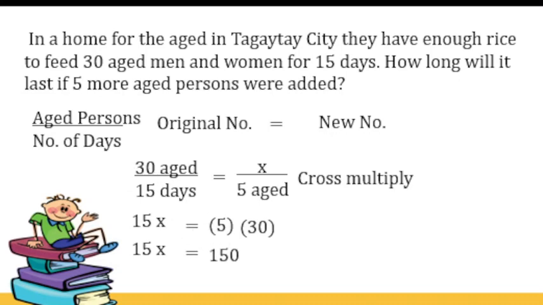And then divide. So 150 divided by 15. So x will become 10 days. So the rice will last for 10 days only, having 35 aged men and women.